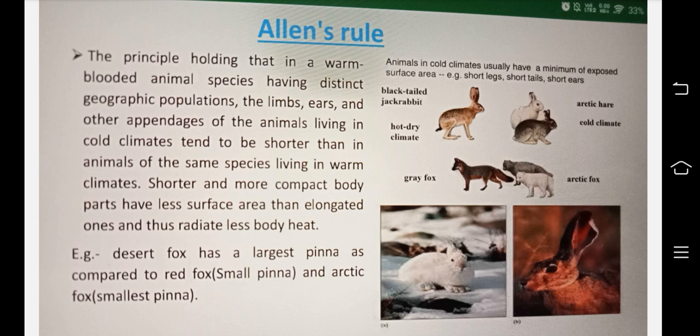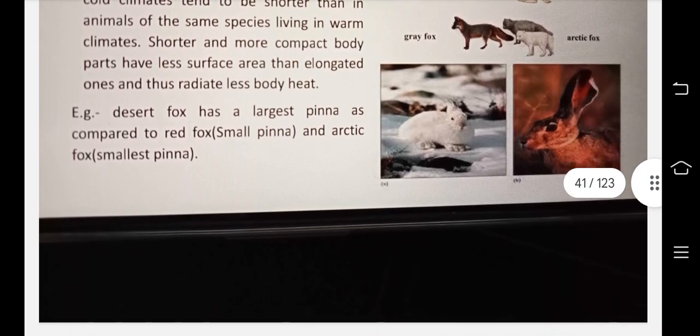Allen's rule. The principle holding that in a warm-blooded animal species having distinct geographic populations, the limbs, ears, and other appendages of the animals living in the cold climates tend to be shorter than animals of the same species living in warm climates. Shorter and more compact body parts have less surface area than elongated ones, and thus radiate less body heat. Tibetan fox has the largest pinna as compared to red fox, small pinna, and Arctic fox, smallest pinna. You could see that in the picture.